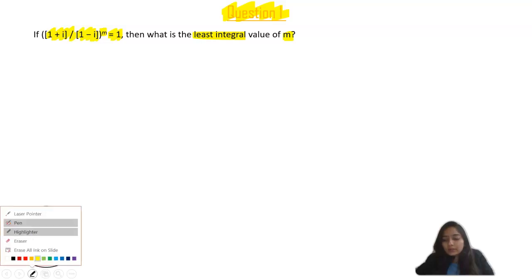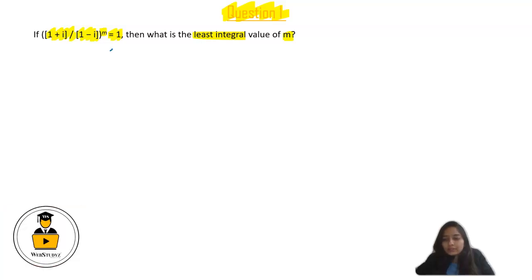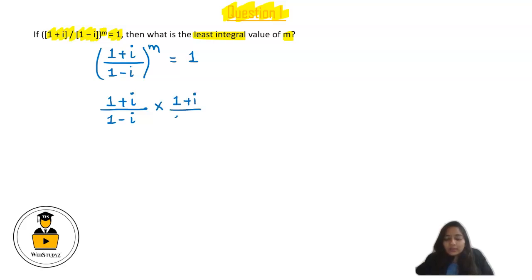So what is given to us? We are given that (1 plus iota) divided by (1 minus iota), raised to the power m, is equal to 1, and we need to find the least integer value of m. First of all, as this has iota in the denominator, we will rationalize it. On rationalizing, we multiply (1 plus iota) divided by (1 minus iota) with (1 plus iota) divided by (1 plus iota), and this is raised to the power m, equal to 1.